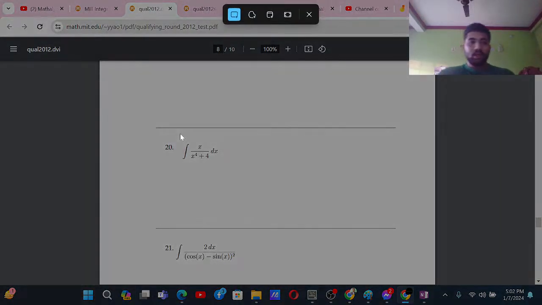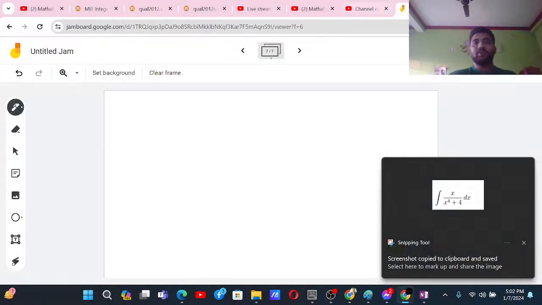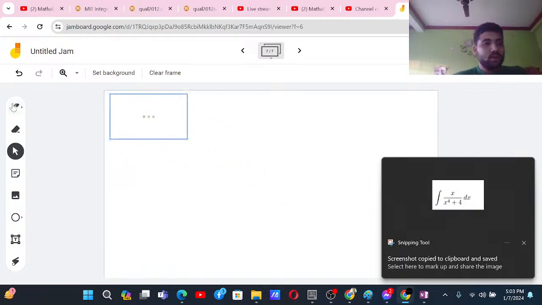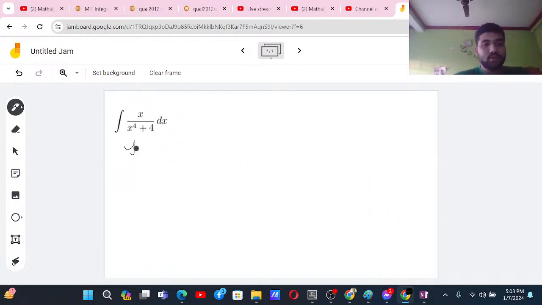We are near the end, and this one is a pretty easy problem. You can just let x square be y. So if you let y equal x square, you will have dy equals 2x dx. So that's just dy by 2, and here it's just y square plus 4.